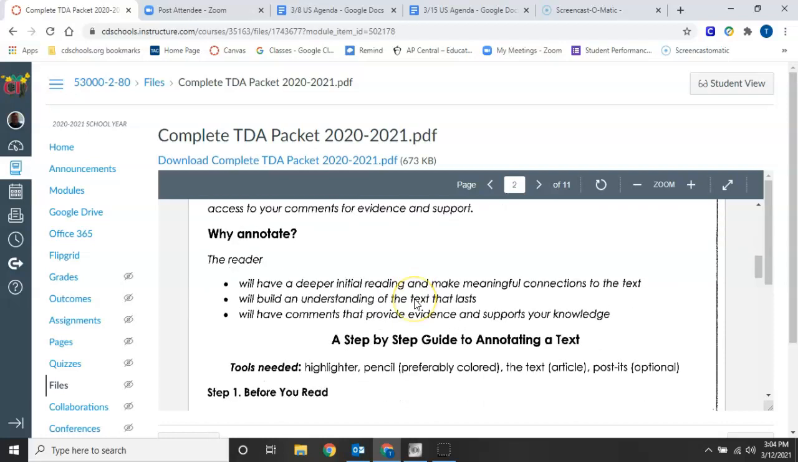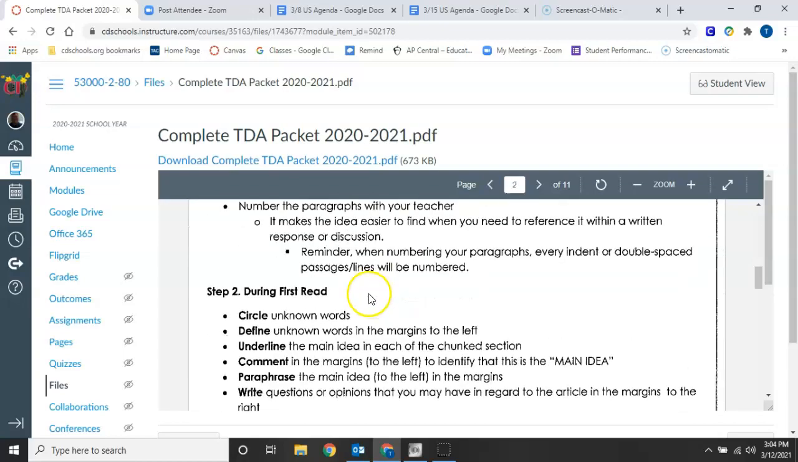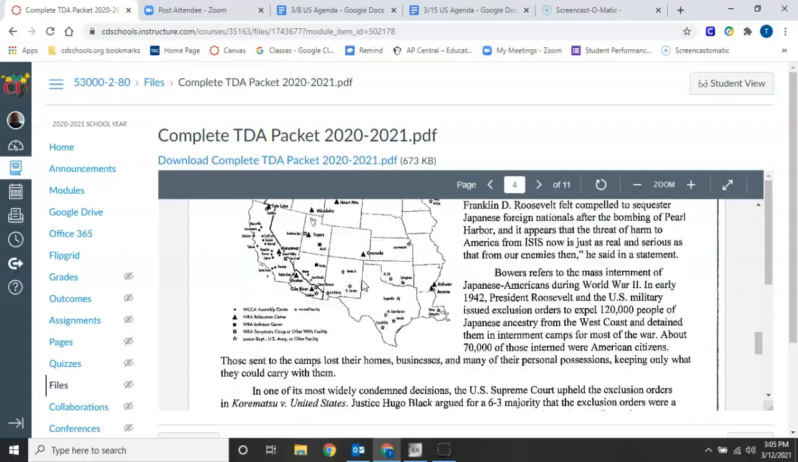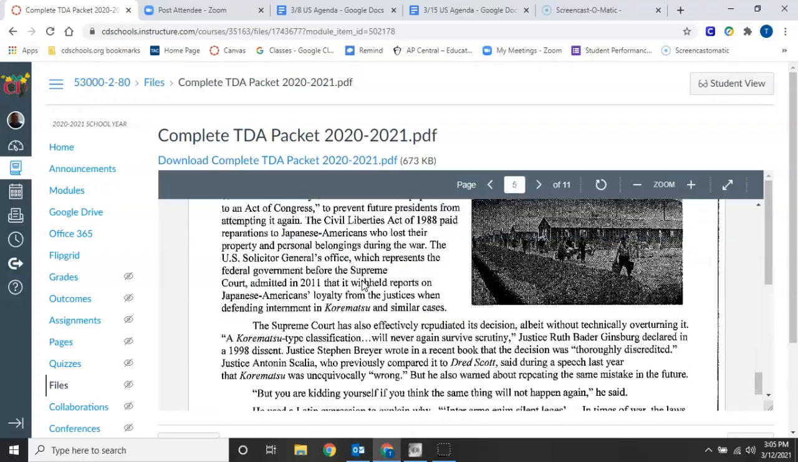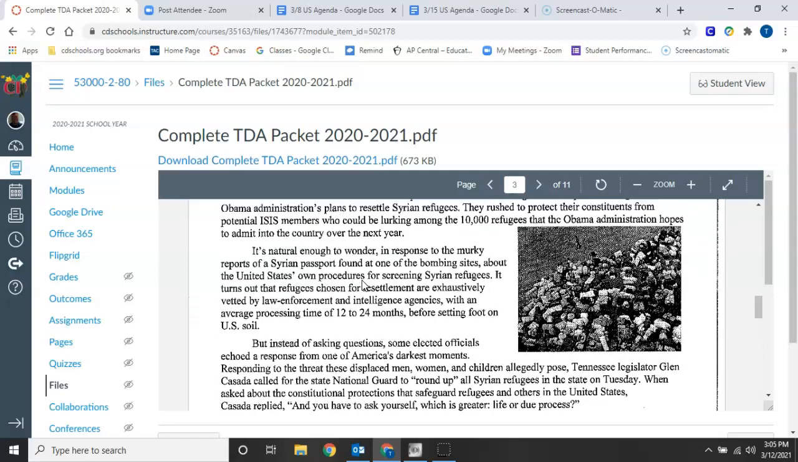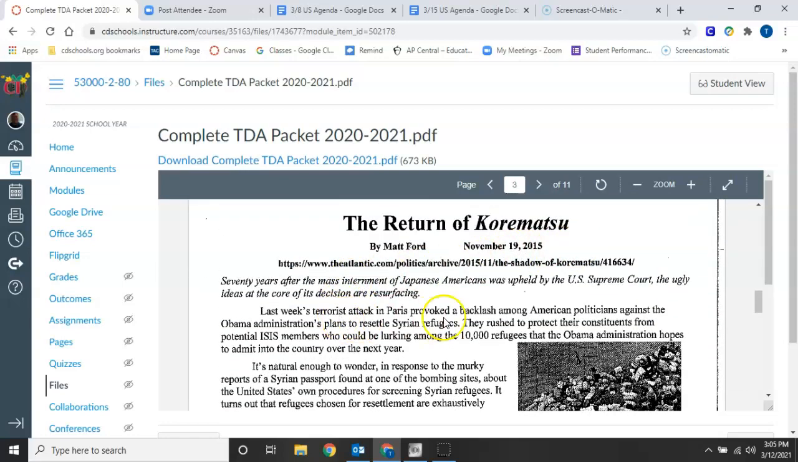You can see the packet here, with annotation guidelines after the first page, and then you have your article. The first 3, 4, 5 pages here are your article. Essentially what this article does is go back to 2015 and look at the backlash in Paris from the Paris attacks that ISIS members led.